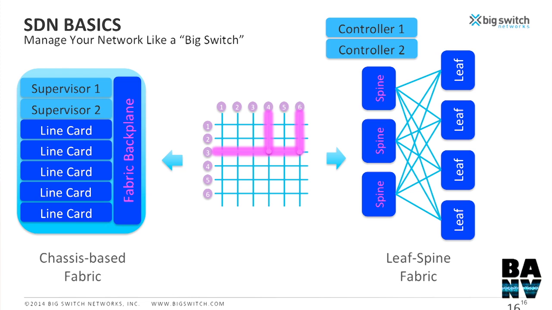Another way of building a fabric, which is actually almost identical to this, is what I call a leaf-spine fabric. So instead of line cards, we have 1U leaf switches. Instead of a large integrated backplane, we have a collection of spines that serve that same role. And instead of supervisor cards, we have controllers. The only difference between these things is the communication protocol between the supervisor cards and the line cards.